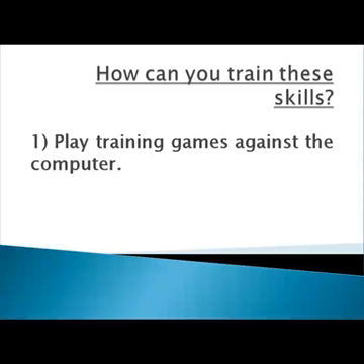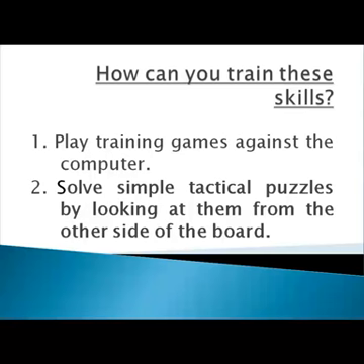The second piece of advice I would like to give you is that you should solve simple tactical puzzles by looking at them from the other side of the board. For example, if it is white's turn, you should look at the board from black's side. This way of training is very effective. While solving the tactical tasks, you will train to find the forcing moves. While looking at the position from the other side, you will train to think about the opponent's threats and improve your prophylaxis thinking.